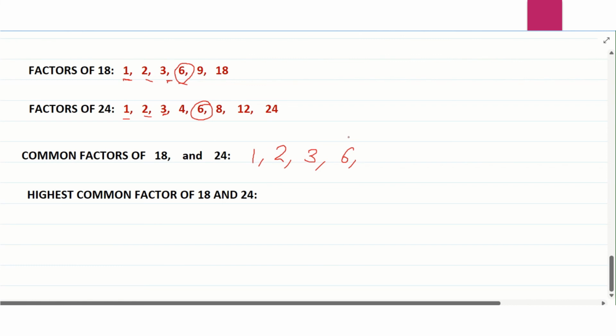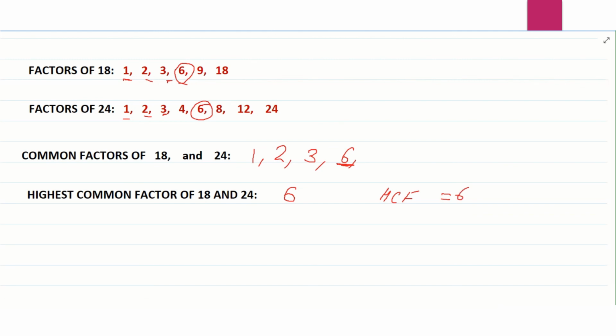Now let me know, out of these 4 common factors, which one is the highest? Which one is the greatest? Of course, the greatest is 6. So we say the highest common factor of 18 and 24 is 6. Or we say the HCF of 18 and 24 is 6. I hope this is clear.